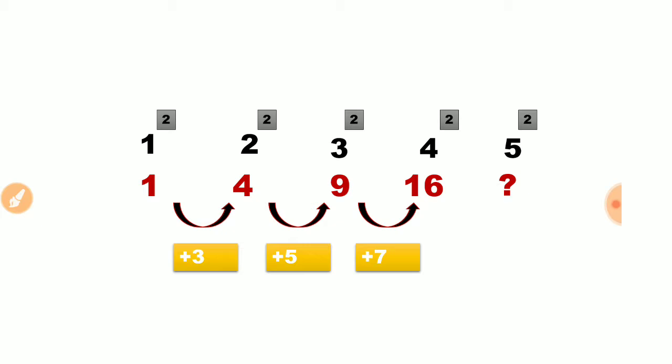You see this point? The differences follow a logic: 3, 5, 7. So next is what? 9. So 3, 5, 7, 9. If you choose that route, then also you get the answer as 25.